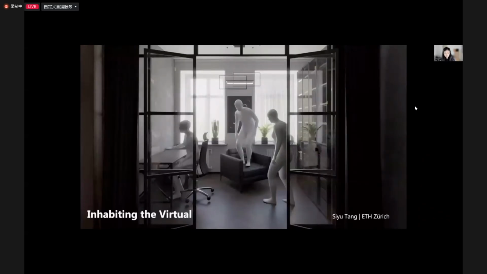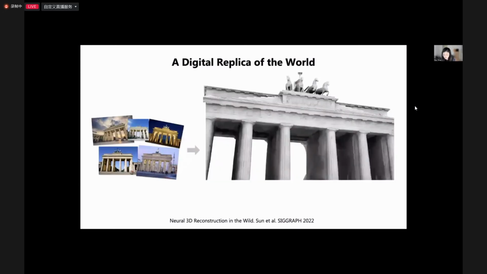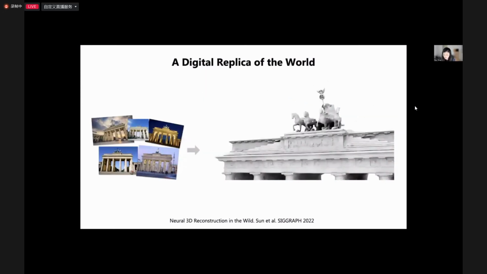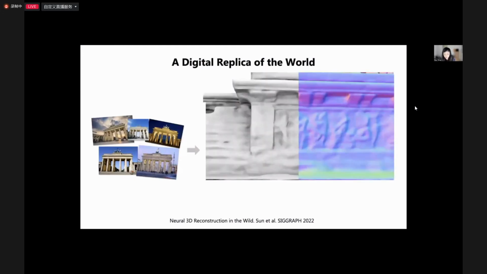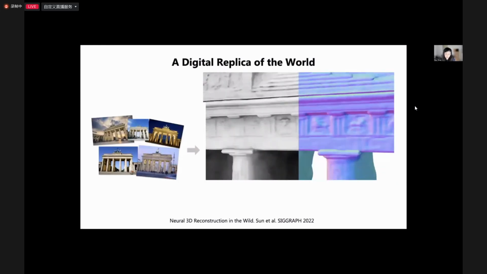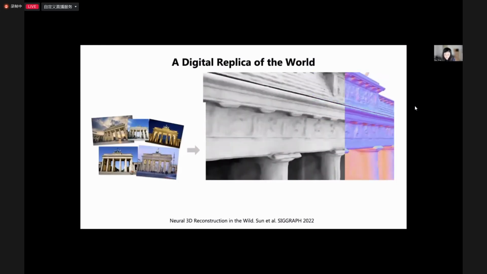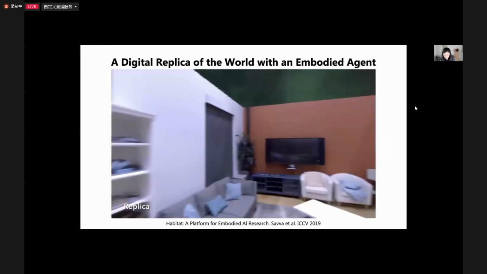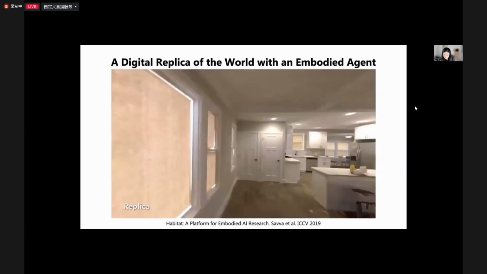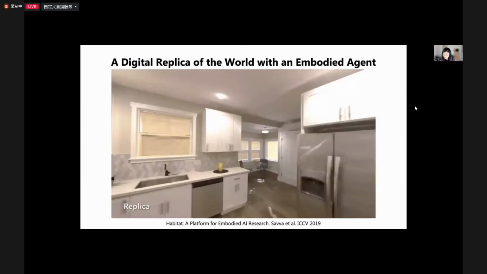Hi everyone, I'm Siyu Tang from ETH Zurich. I'm glad to be here to present the work from my group. Today I will be talking about human motion modeling and synthesis. Recent advances in computer vision and graphics have allowed us to build a very nice digital replica of the world. As shown here, one can reconstruct a nice 3D model of a landmark from a few internet photos. Also, embodied agents exist inside 3D environments, and such simulators allow us to train agents to perform tasks from a dynamic and embodied view.